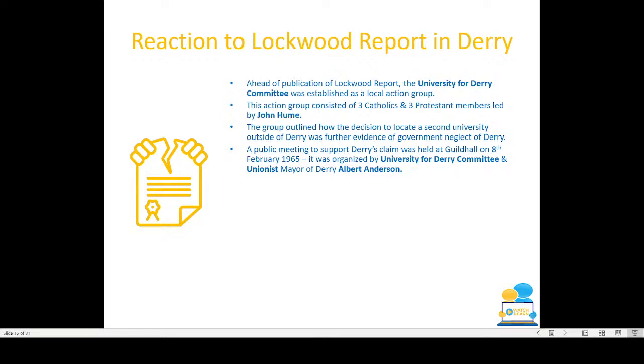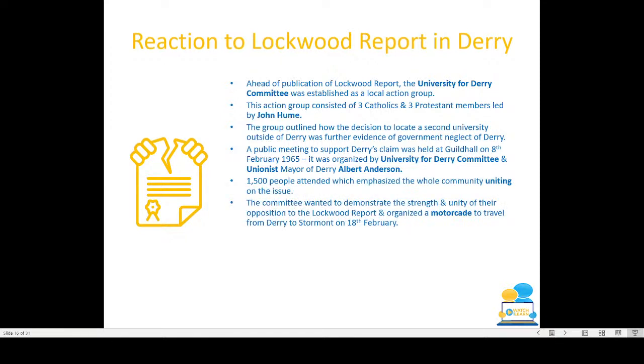So more evidence that we see cooperation between these two divided communities in trying to work together to lead this action group to get a third level institute located in Derry. That's really important here. That's why I'm putting a lot of emphasis on the cooperation between the two communities in Derry on this issue. So 1,500 people attended, which really emphasised the whole community uniting on the issue. So I've put that in bold there because that's really important. We see the two communities come together.